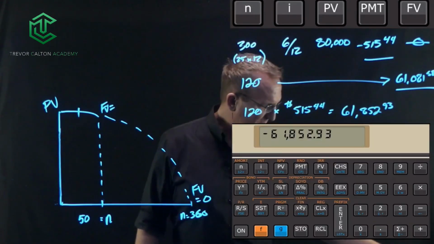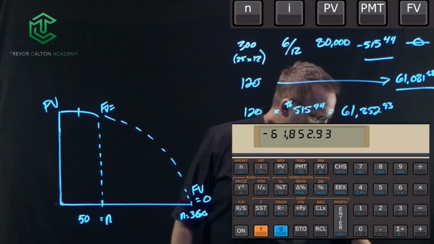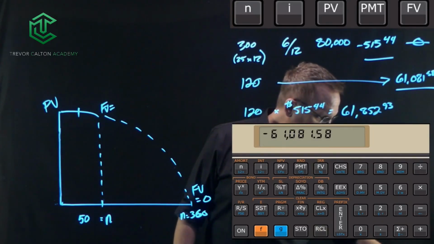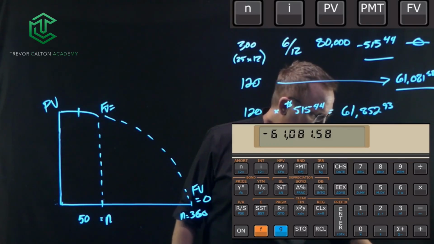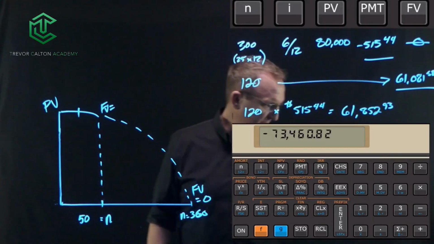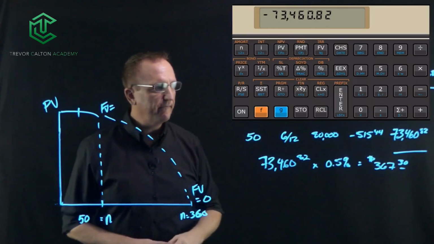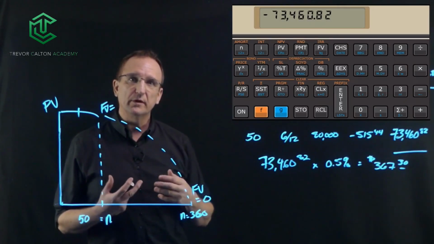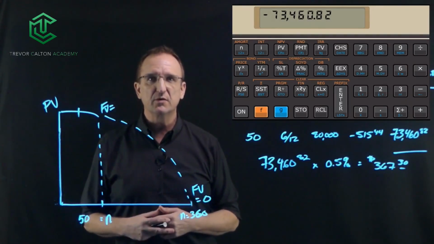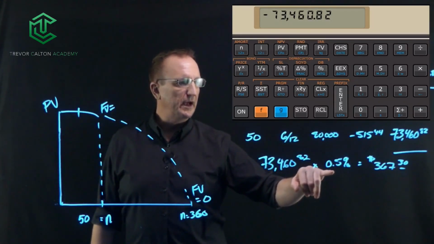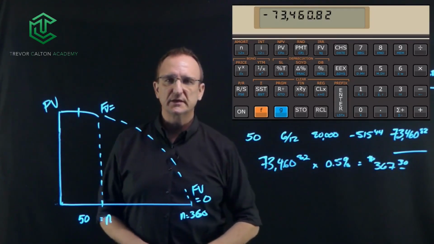In this case, I already have this still in my calculator, so I'm going to recall. So I have 120 months. So it's already in there. You could start over, but I don't need to because the curve is still set in my calculator. So I'm going to hit 50n and solve for future value. And that tells me at that point we get 73,460. So that's the balance at month 50. So in order to figure out how much interest is going to be paid on that, we just take the balance times 0.5%, and we get 367.30.